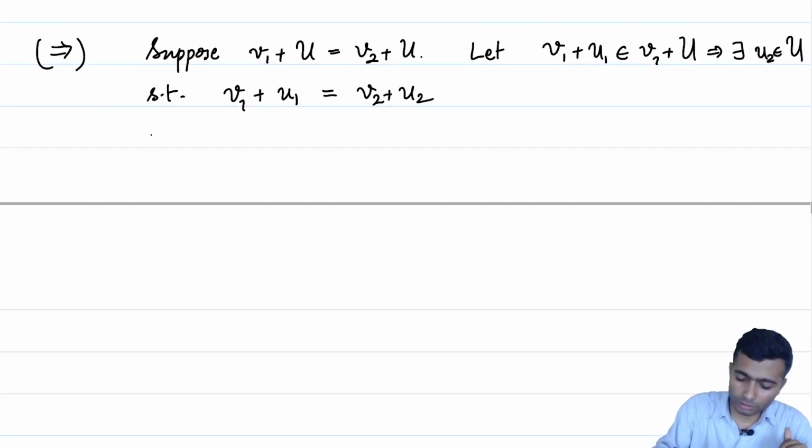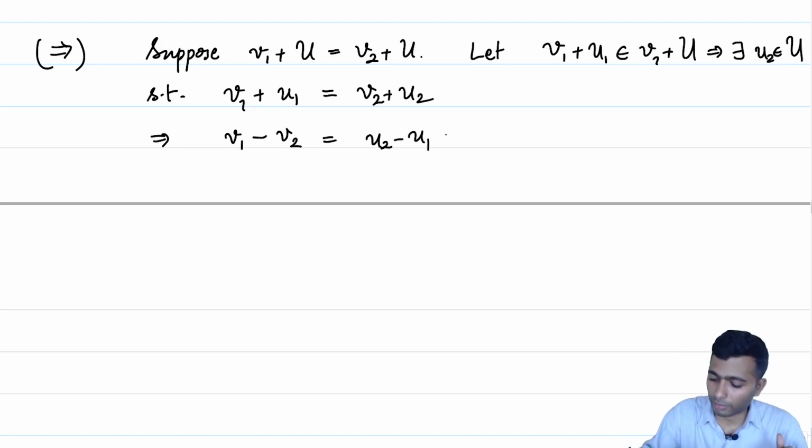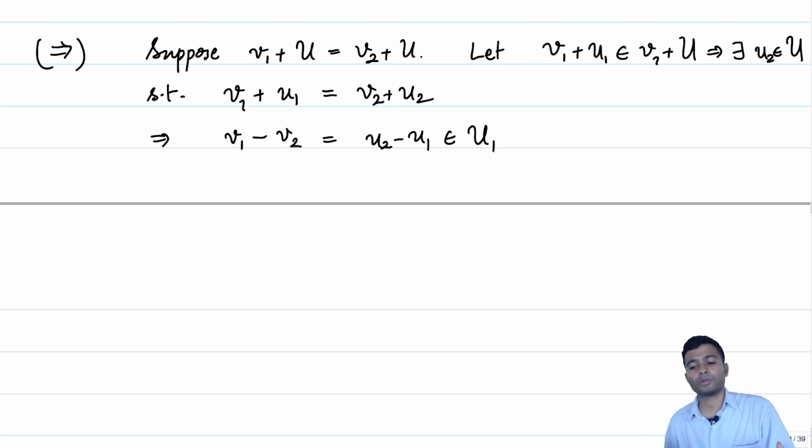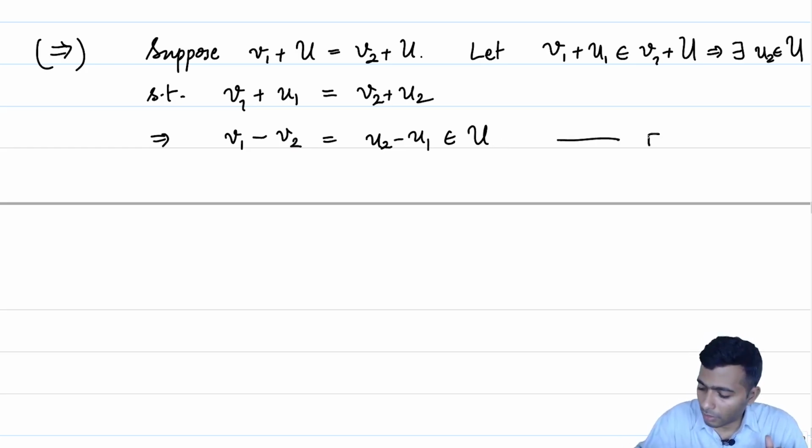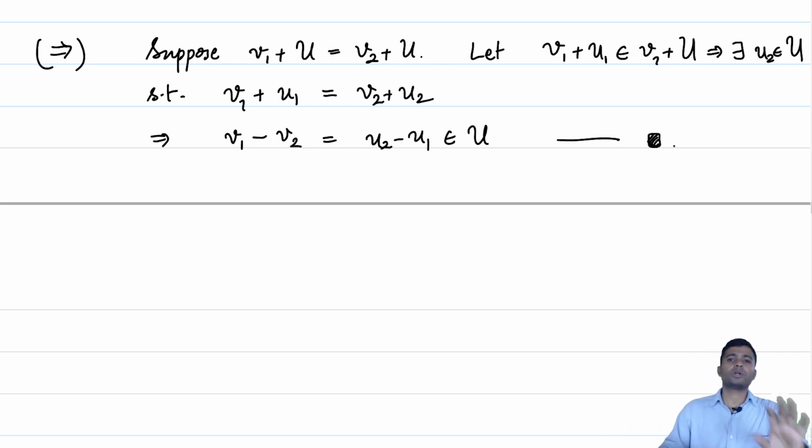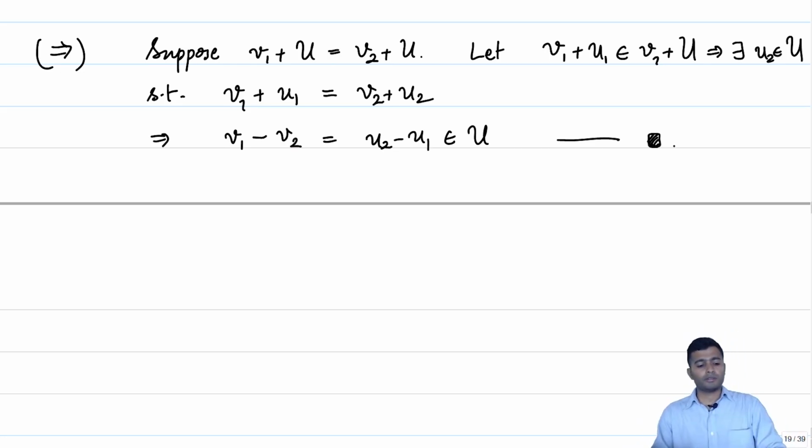And we are almost done, because this implies V1 minus V2 is equal to U2 minus U1, but both U2 and U1 belong to capital U, and hence U2 minus U1 belongs to capital U, and that is precisely what we had set out to prove. Good. So we have essentially proved that two affine subsets V1 plus capital U and V2 plus capital U are the same if and only if V1 minus V2 is an element of capital U.